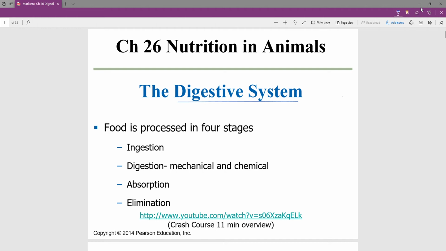We're going to talk about how food is processed in 4 stages. We're going to talk about ingestion. That one's quite simple to conceptualize. Digestion, both mechanical and chemical. So understanding enzymes and chemical reactions are in that chemical digestion. Absorption, how the nutrients and materials get into you. And then the way out, kind of the opposite to the ingestion, the elimination.